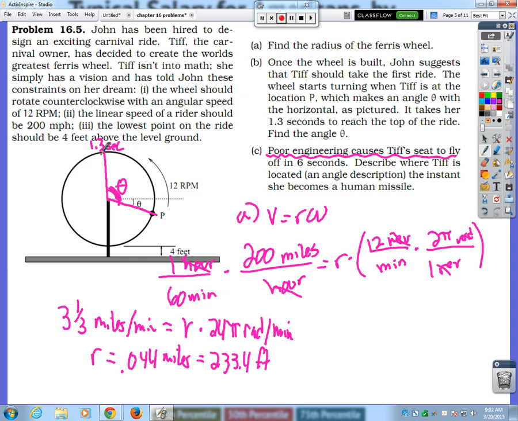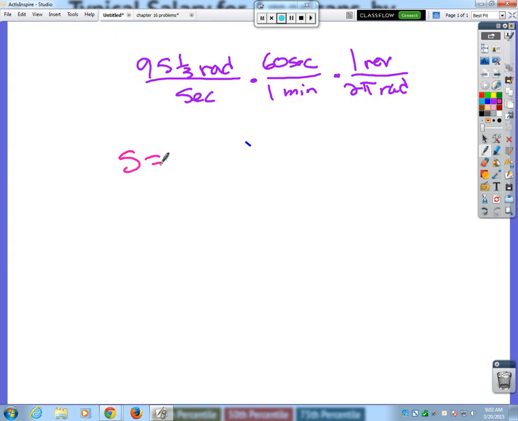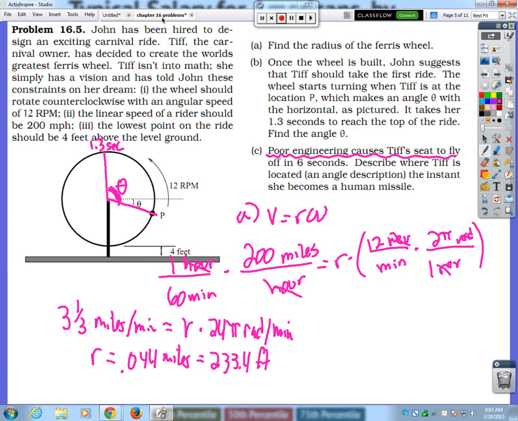Okay, so we need a formula that involves this angle. What is that formula? S equals R theta, yeah. I'm going to trademark that, so every time somebody says that in a math class, I get royalties. Okay, so S equals R theta.